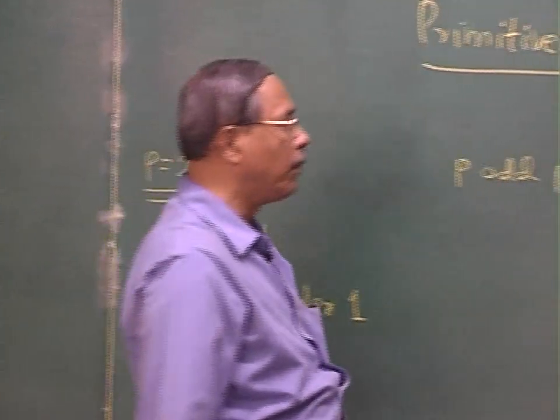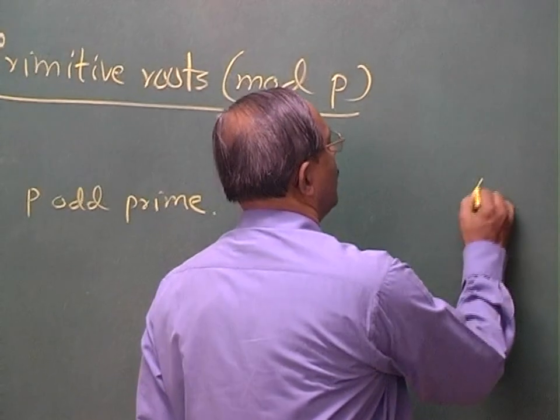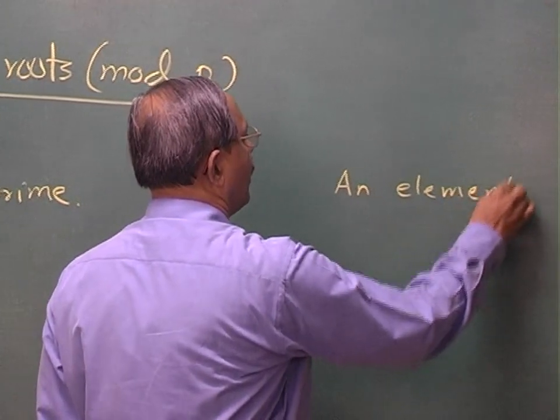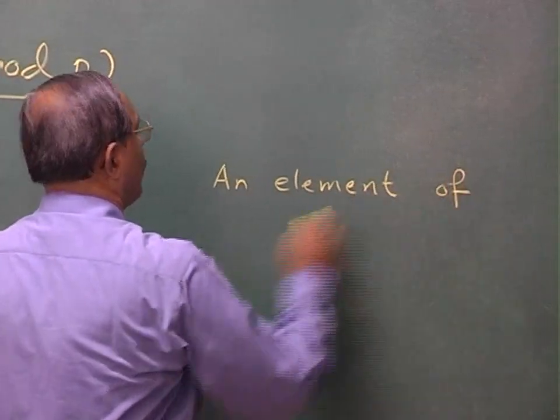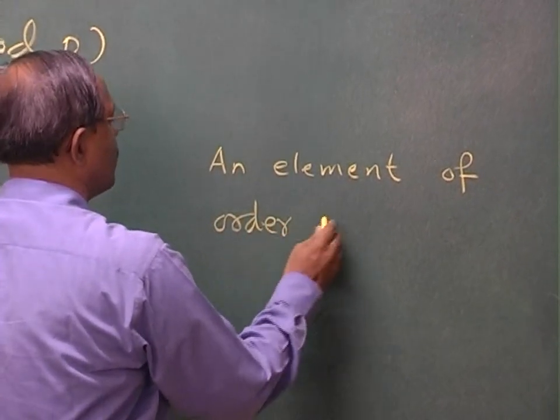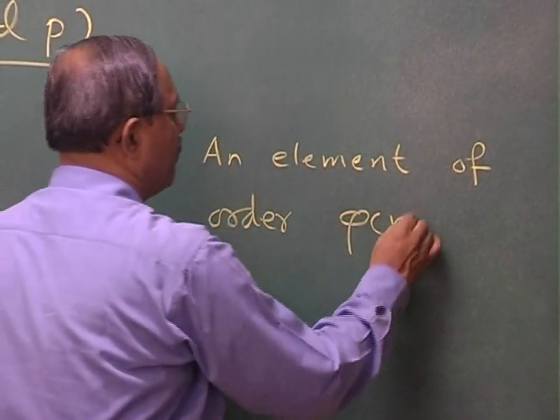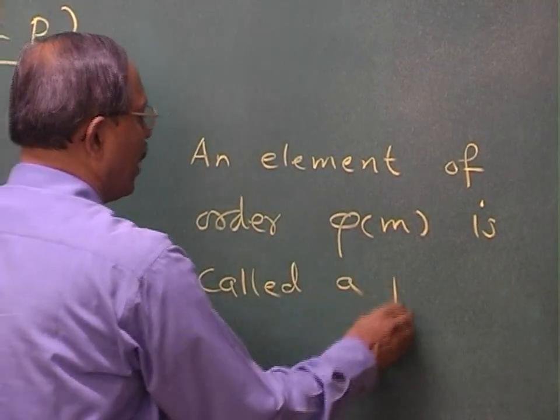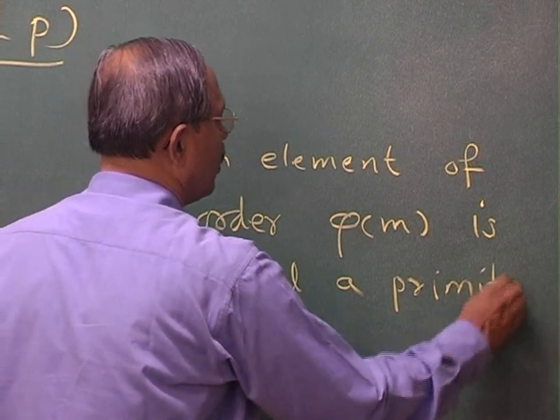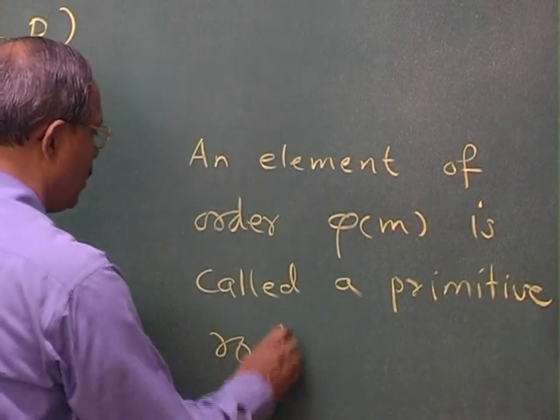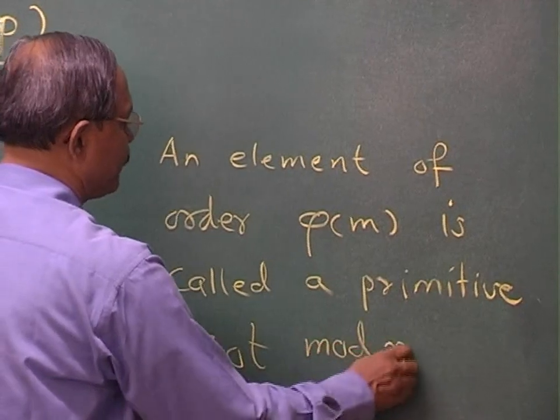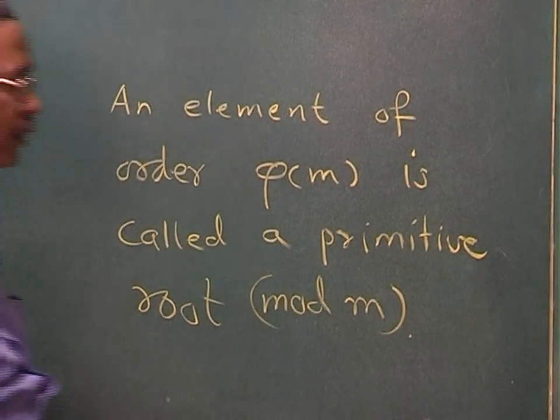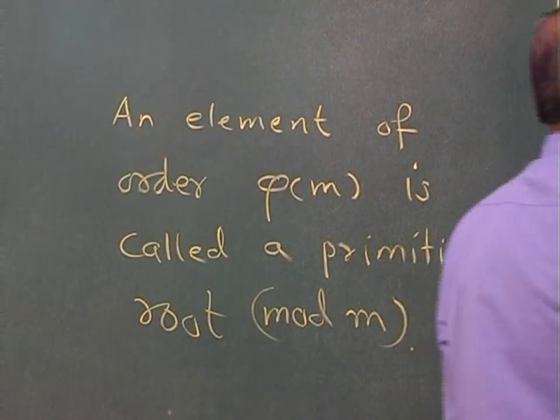So let us recall that primitive root means an element of order phi of m is called a primitive root mod m. If m is prime, then an element of order p minus 1 will be called a primitive root.